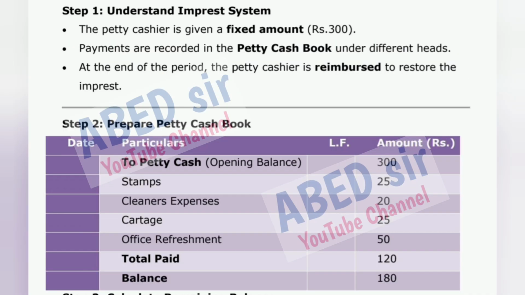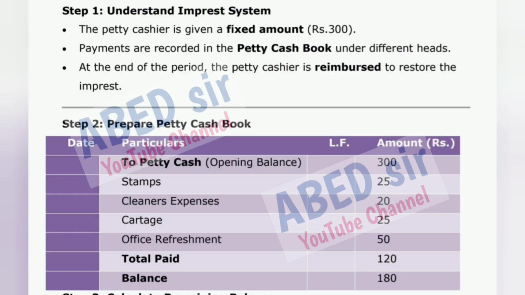Step 1. Understand imprest system. The petty cashier is given a fixed amount, 300 rupees. Payments are recorded in the petty cash book under different heads. At the end of the period, the petty cashier is reimbursed to restore the imprest. Step 2. Prepare petty cash book. Date, particulars, L.F., amount.